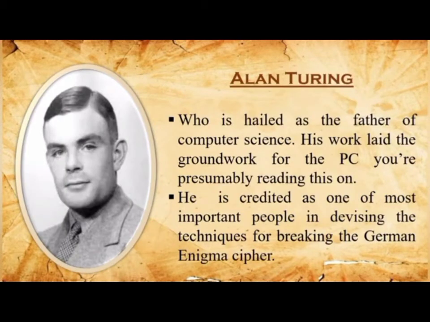The fourth mathematician we have is Alan Turing. He is considered to be the father of theoretical computer science and artificial intelligence. He was an English mathematician, computer scientist, logician, cryptanalyst, philosopher, and theoretical biologist. Alan was highly influential in the development of theoretical computer science, providing a formalization of concepts of algorithm and computation with the Turing machine, which can be considered a model of a general purpose computer.